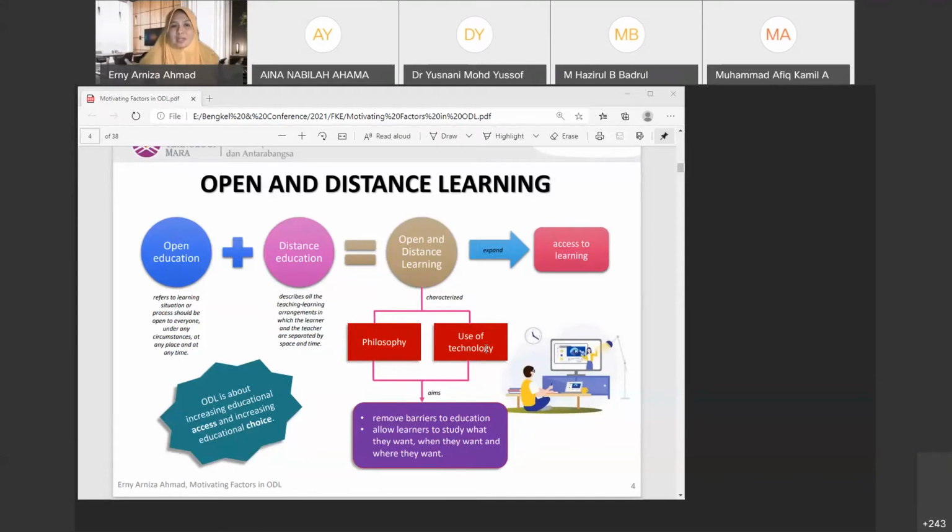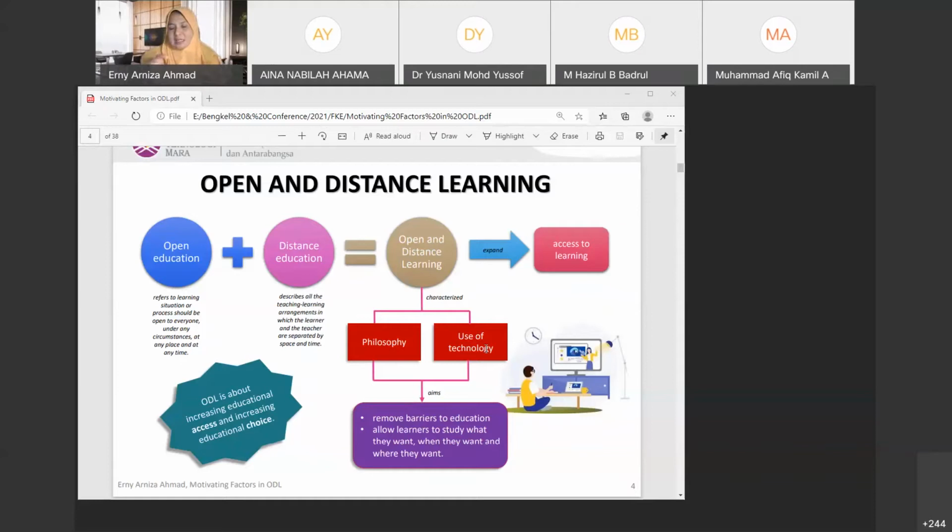So that's why we call it open and distance learning. It's not online distance learning because we are not only focusing on internet technology. ODL involves all this technology. You know what? This distance learning begins from the year 1728, in the 18th century. It begins when this person advertised a short course.